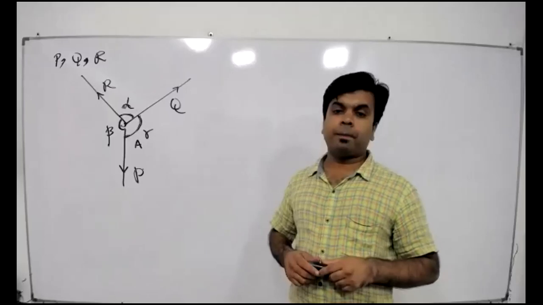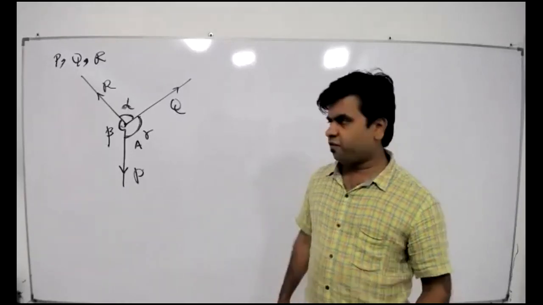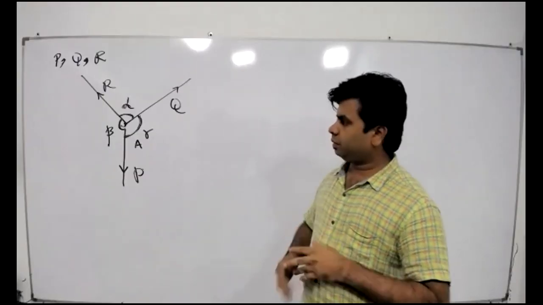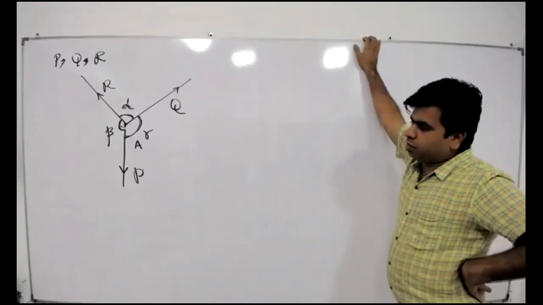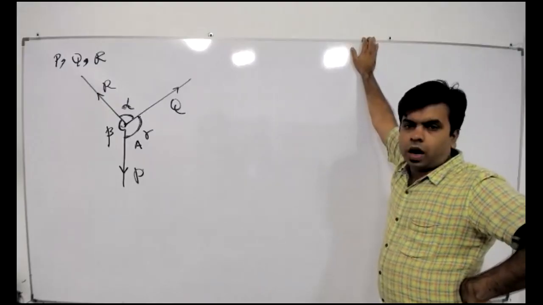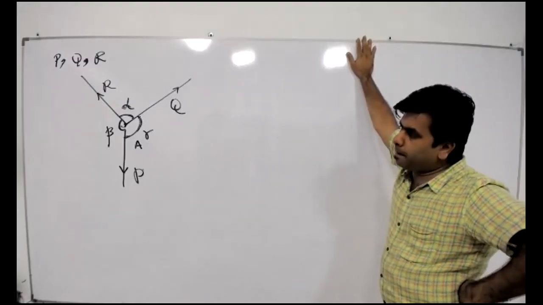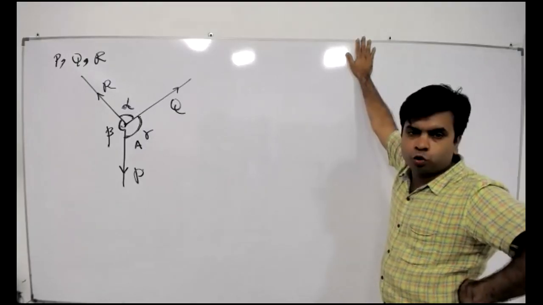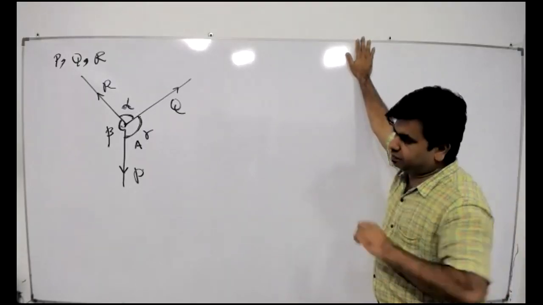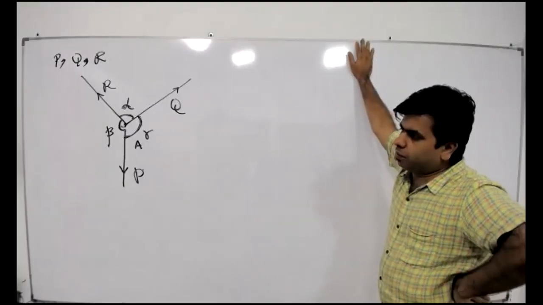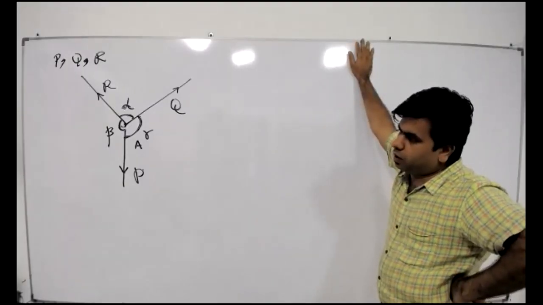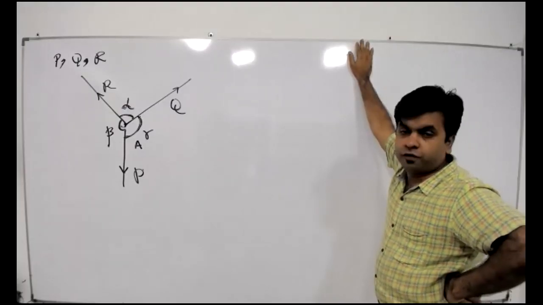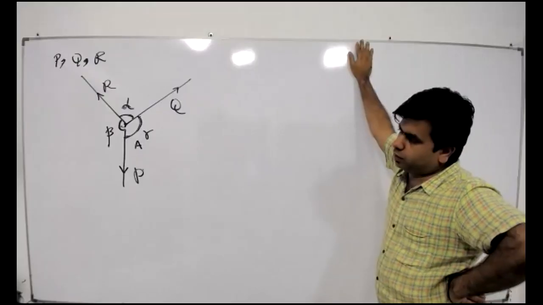Alpha, beta, and gamma are the angles between the lines of action of two forces. Alpha, beta, and gamma are the angles between the lines of action of the three forces.